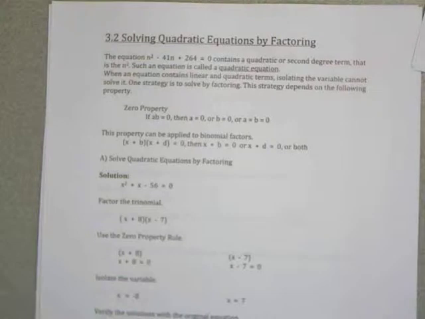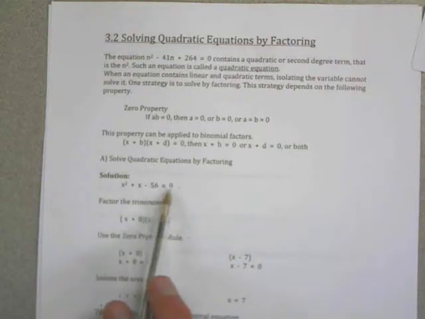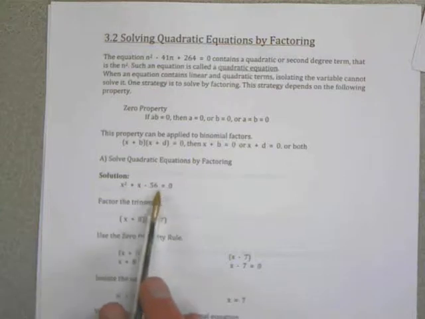3.2 deals with solving quadratic equations by factoring, so we're going to factor to try to solve the equation, find out what the variable is equal to make this answer equal another answer. In most cases, it's always going to be 0. As you see here, x squared plus x minus 56 equals 0. What numbers will fill in the x so that this equation is true?